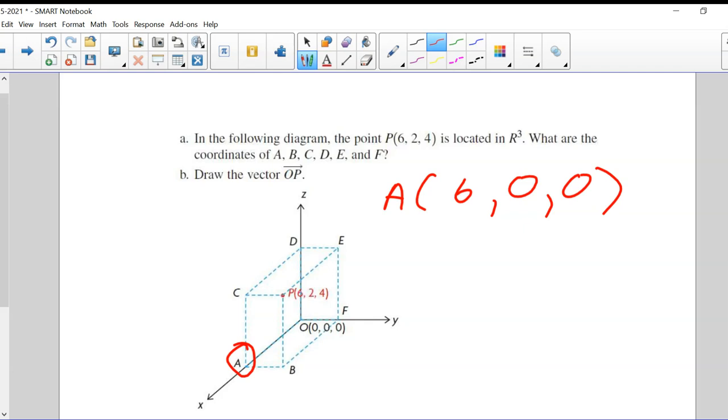The only way that I've moved on this to get to A is by coming forward along the x-axis. I didn't have to go up, didn't have to go right, didn't have to go left, didn't have to go down. I just slid along the x-axis and that was it. All right? Everybody comfortable with the first answer? We're going to move on.